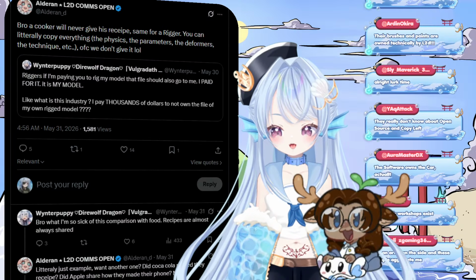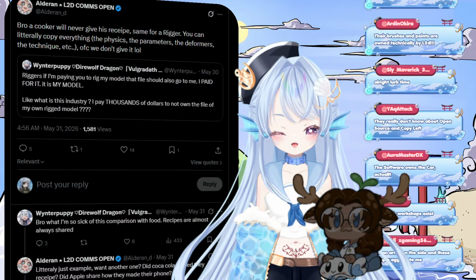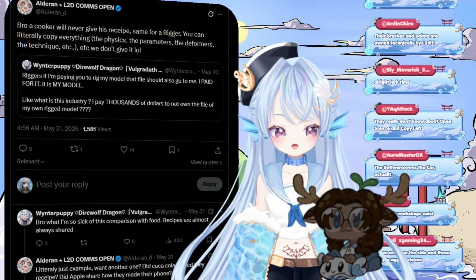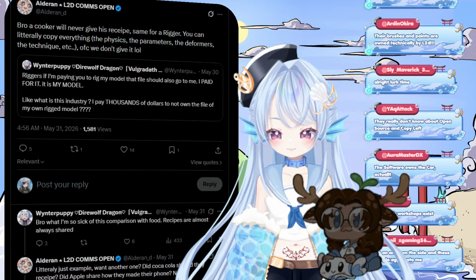They said, oh, you saw this one too. Bro, a cooker will never give his recipe. Same for a rigger. You can literally copy everything. The physics, the parameters, the deformers, the technique. Of course we don't give it.